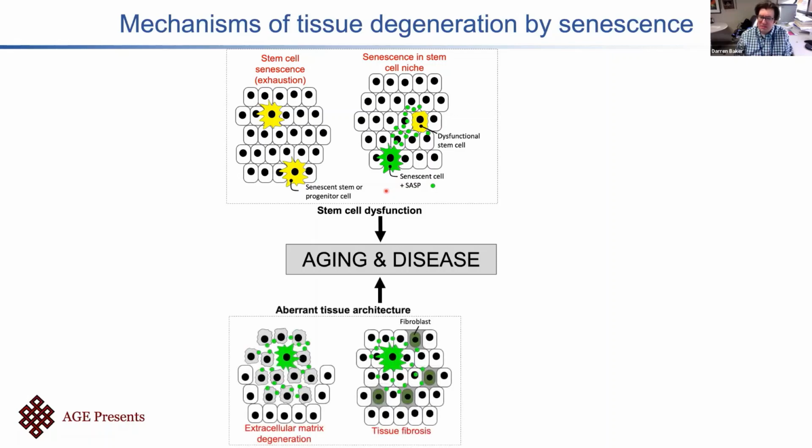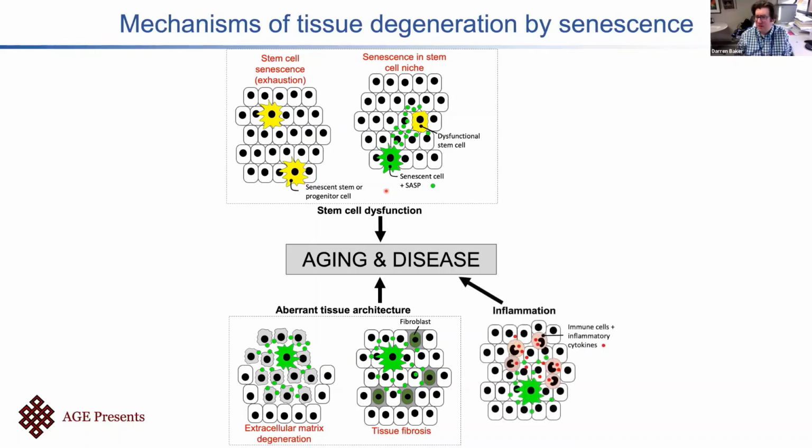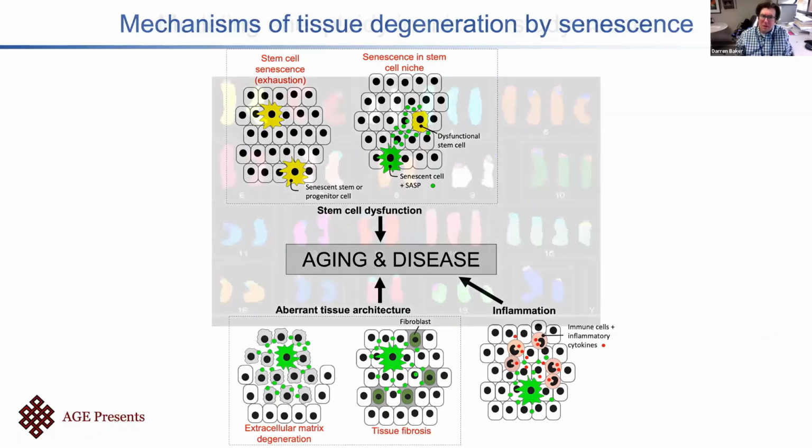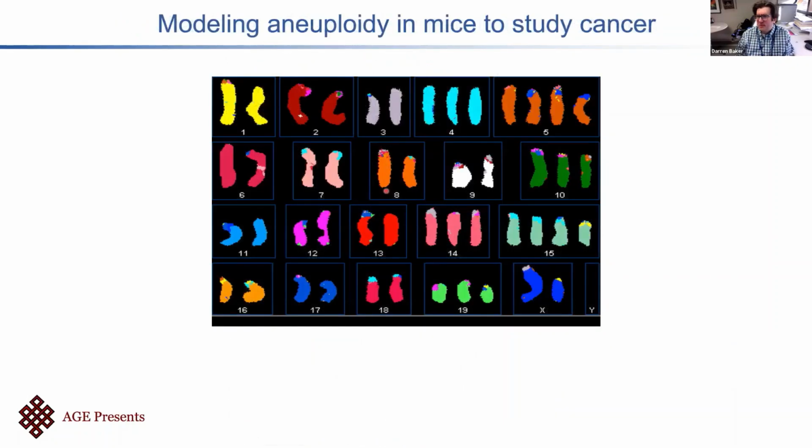We know senescent cells can actively drive destruction of the extracellular matrix and promote degeneration, as well as tissue fibrosis, as well as driving a chronic inflammatory state within the tissue. Through the secretion of these inflammatory cytokines, immune cells will be recruited, and we think this is underlying many aging and disease pathologies. Now, how did I become interested in senescence and aging?